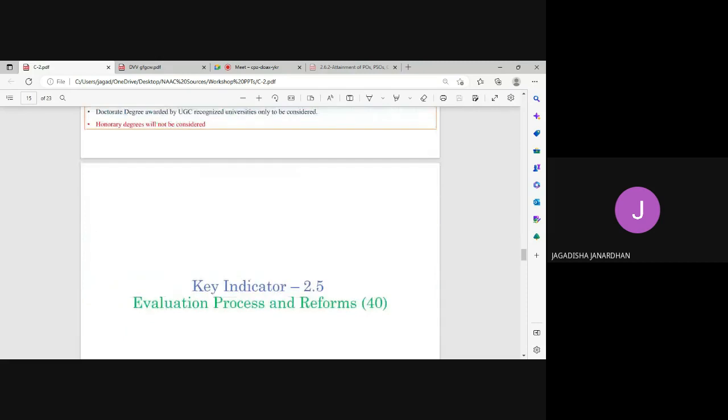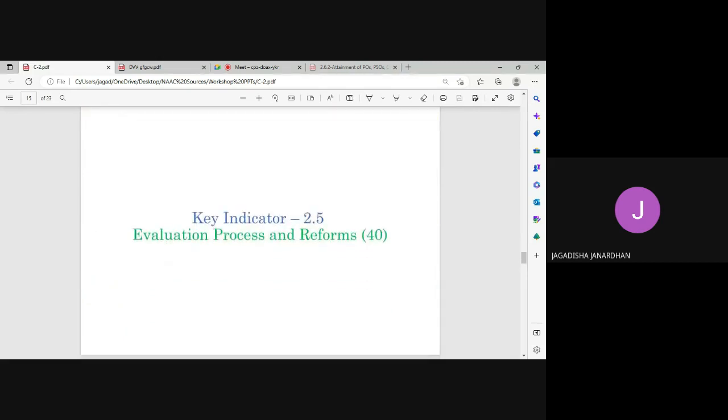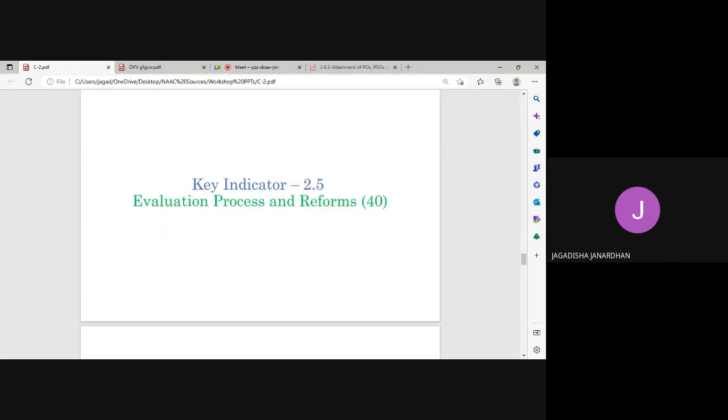Now, let us move on to one more important portion, that is key indicator 2.5, Evaluation Process and Reforms, which has been allotted 40 weightage.